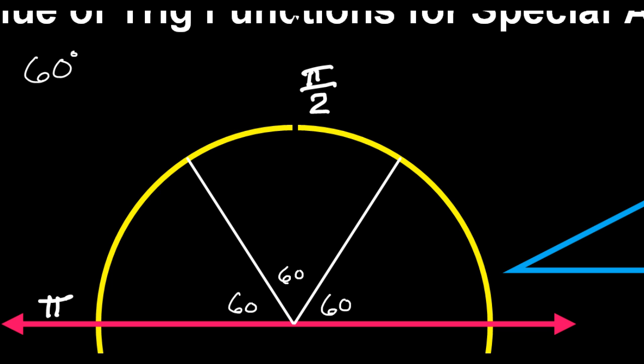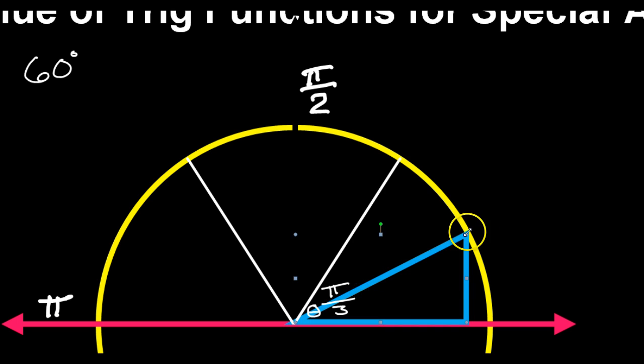Now, in terms of radians, though, this is 1/3. Each one of these is 1/3 of the pi. So 60 degrees is the same thing as pi over 3. Okay, so that's our angle. That was a horrible theta. Let me try that again. So this reference angle is pi over 3. Now, to find the values of the trig functions, let's make a triangle out of it and see what we've got.